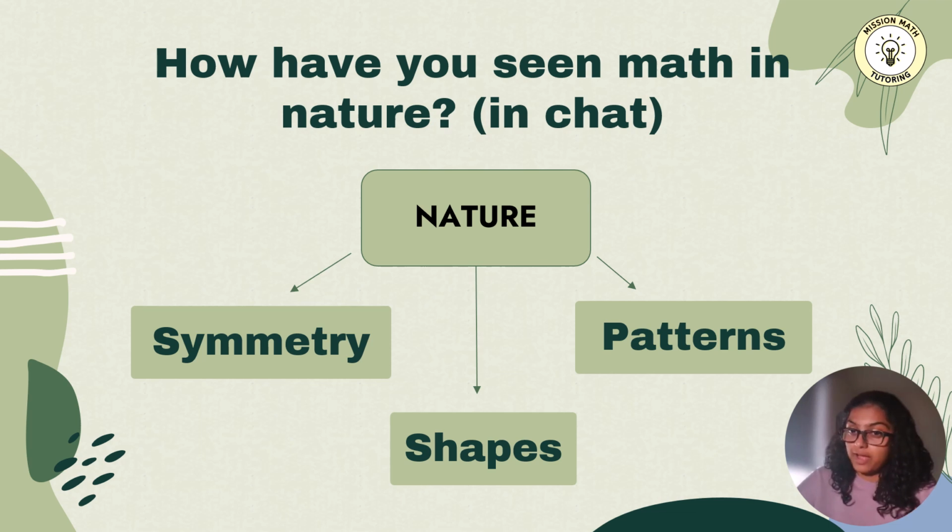And obviously we don't have the chat feature here because it's not the live event, but just in your head or on a piece of paper, think about how you see nature manifest in these different ways: symmetry, shapes, and patterns. So different types of nature that you've seen maybe in your own backyard or while on a hike, or somewhere near you, like a natural park. How have you seen these three underlying concepts of nature?